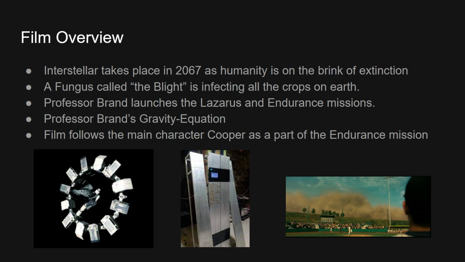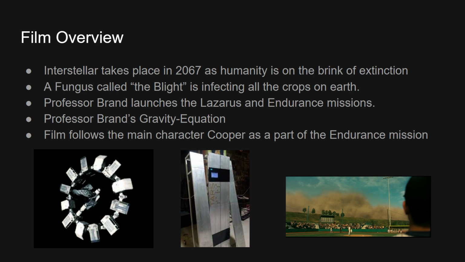Interstellar takes place in 2067 as humanity is on the brink of extinction due to a fungus called the blight that is infecting all the crops on Earth and using up all the oxygen in the atmosphere. In an attempt to save humanity, NASA is refunded in secret by the US government, and the top physicist, Professor Brand, comes up with two plans to save humanity.